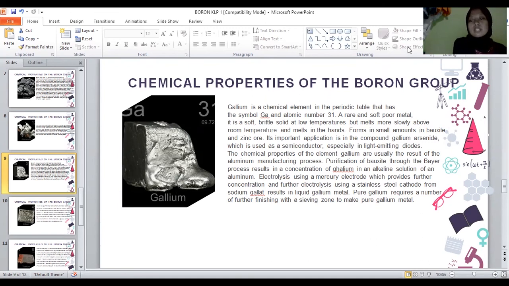Purification of bauxite through the Bayer process results in a concentration of gallium in an alkaline solution of aluminium. Electrolysis using a mercury electrode provides further concentration, and further electrolysis using a stainless steel cathode from sodium gallate results in liquid gallium metal. Pure gallium requires a number of further finishing steps, such as zone refining, to make pure gallium metal.